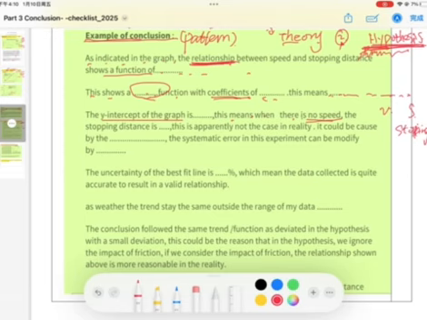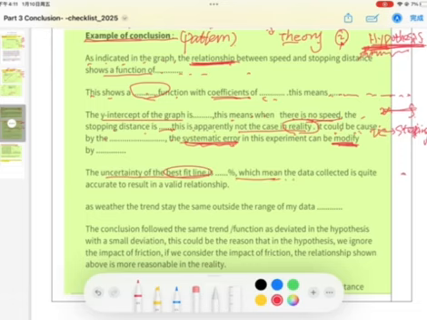So my experiment is how the velocity affects the stopping distance. If there's no speed, the stopping distance is, apparently, not zero, which is not the case in reality. What could cause this? It means there's a systematic error. You could also talk about how the systematic error is going to be modified. After that, you could talk about the uncertainty of your best fit line, and this means that blah, blah, blah.